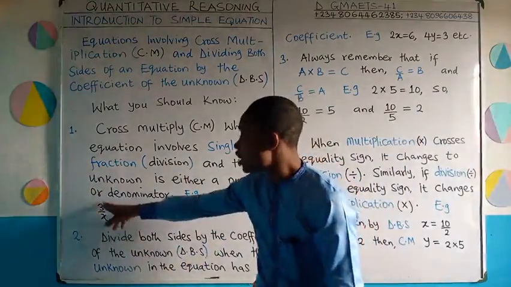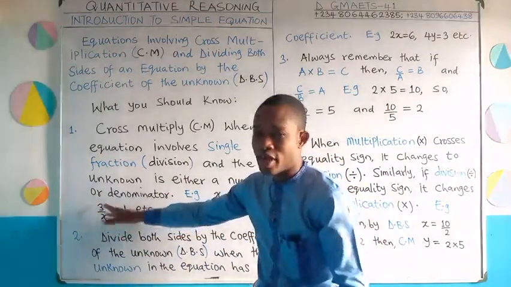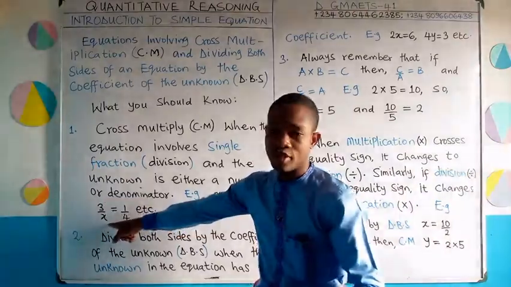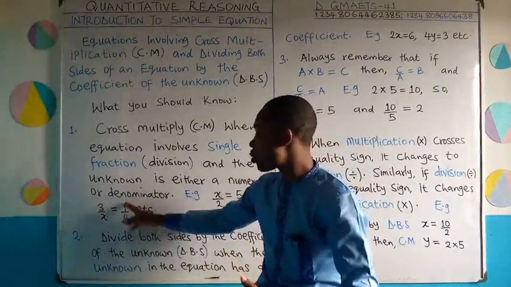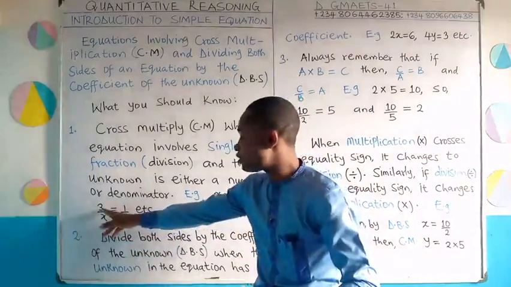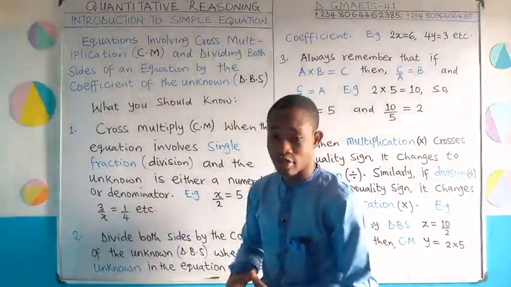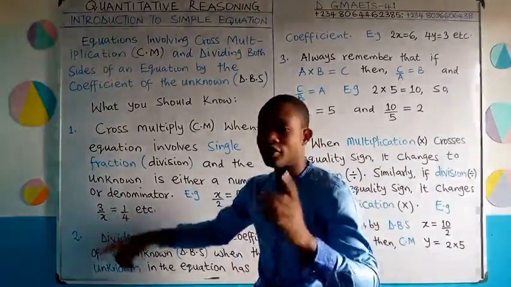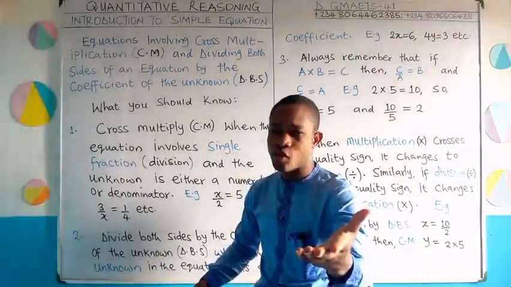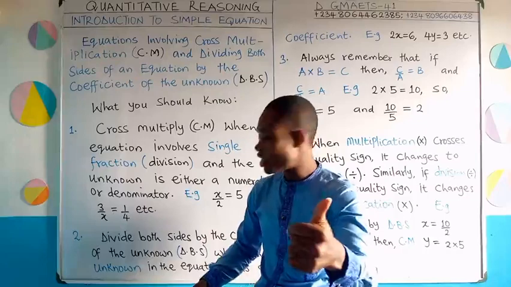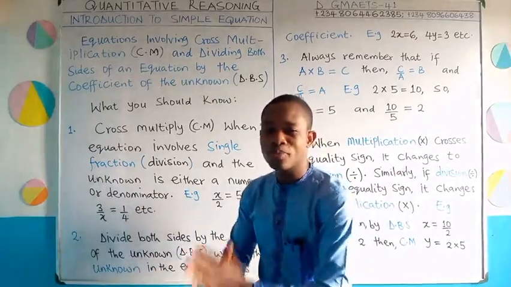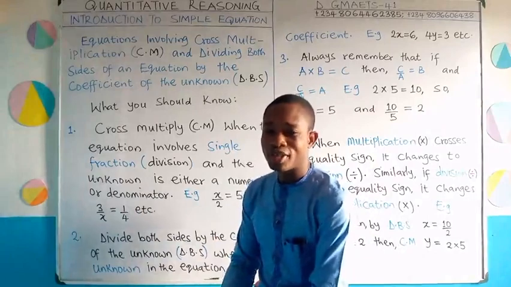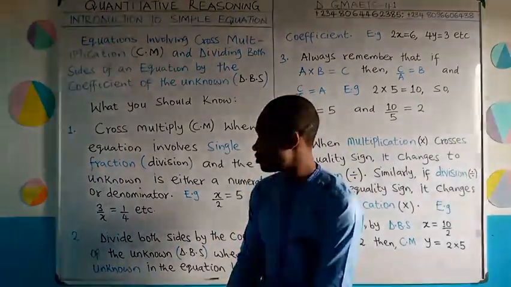Look at another example, 3 over x. So again, you see the unknown is the denominator here. In the first case, the unknown is the numerator. So, equal to 1 over 4. You have the left hand side, 3 over x. And the right hand side, what do you have? That's good, 1 over 4. So, if I am to solve this problem, I will have to do cross multiplication.